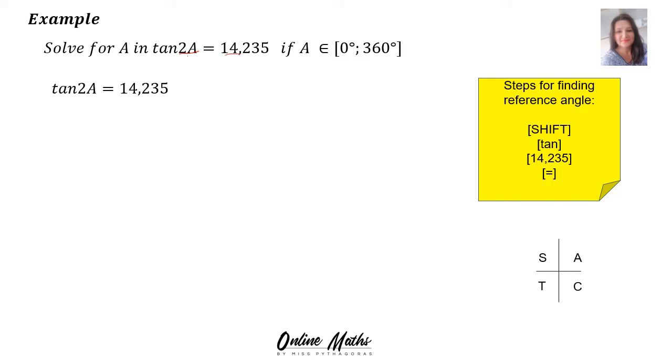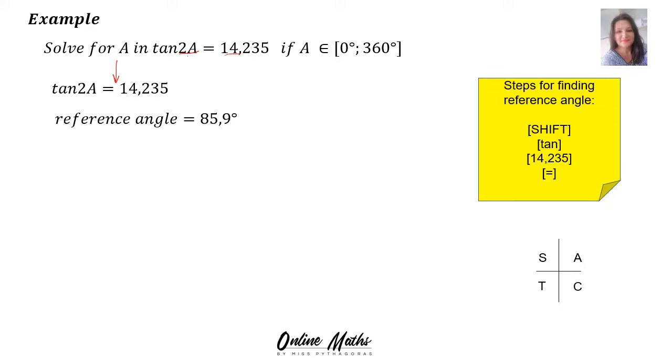A reference angle is always positive and it's always an acute angle. So we find the reference angle by saying shift tan 14,235 equals, and then your reference angle is 85,9 degrees. Can you see it's positive and it's acute? Then we go back to our sum and decide on the sign that was there originally. And now there's a positive.